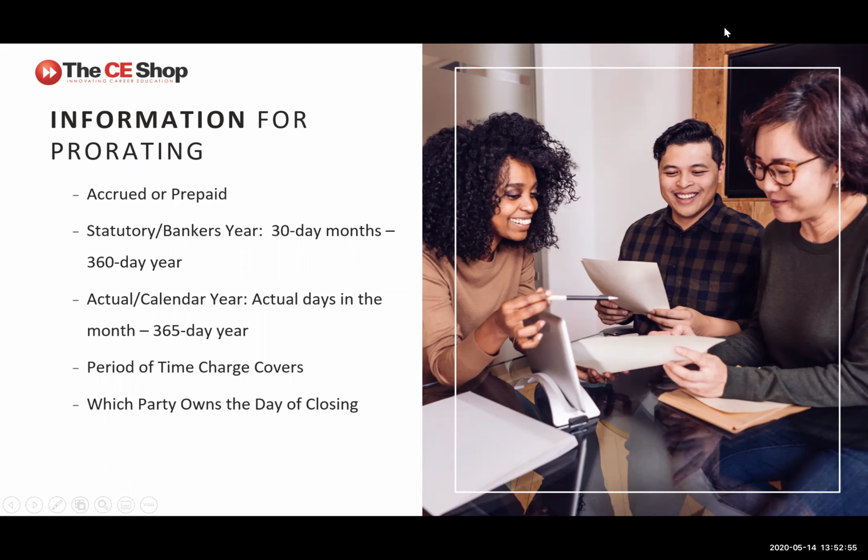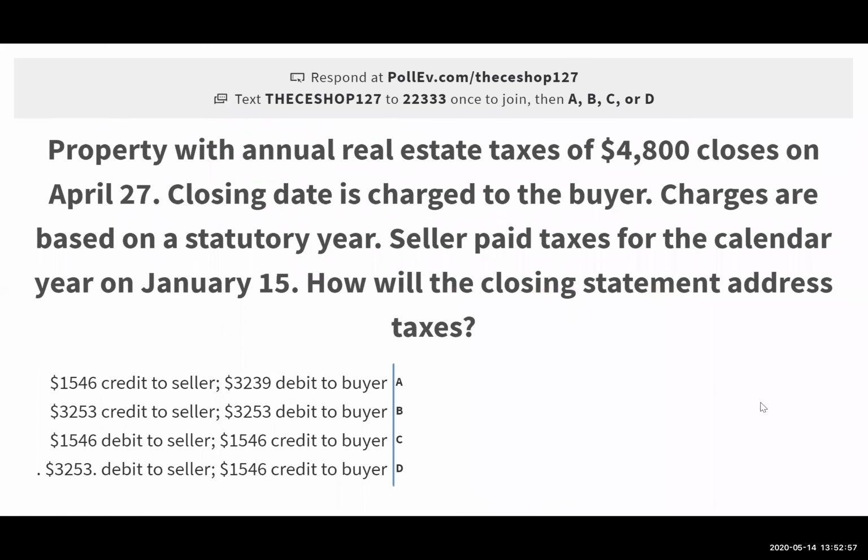So let's look at a question here. Property has annual real estate taxes of $4,800, closes on April 27th. The closing is charged to the buyer. Charges are based on a statutory year, which means 30 days in every month. The seller paid taxes for the calendar year on January 15th. How will the closing statement address taxes?